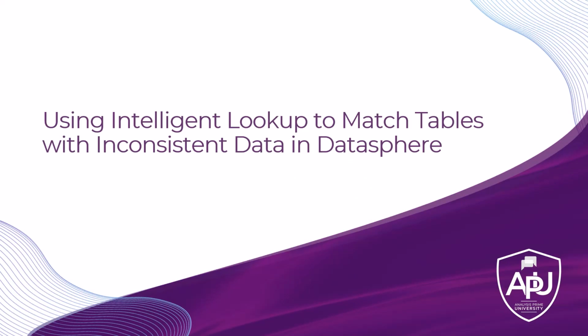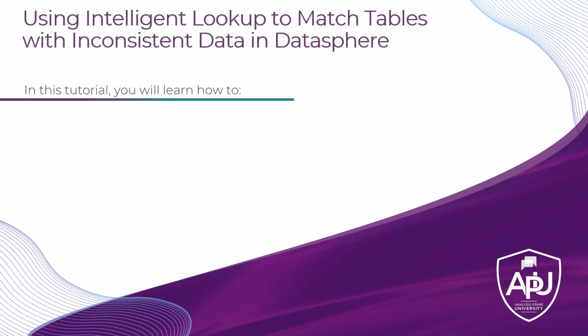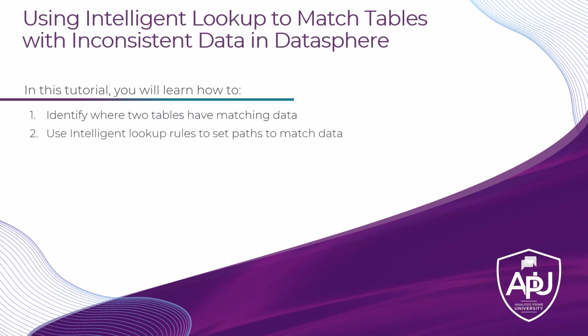In this tutorial, I will use Intelligent Lookup in SAP's Datasphere to merge two datasets with badly matching data. In this tutorial, you will learn how to identify where two tables have matching data, use intelligent lookup rules to set paths to match that data, and then use fuzzy logic to help match uncertain correlations.